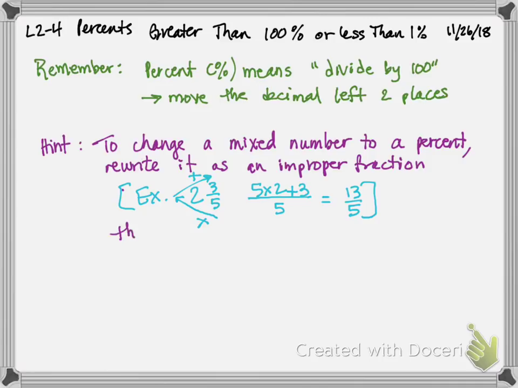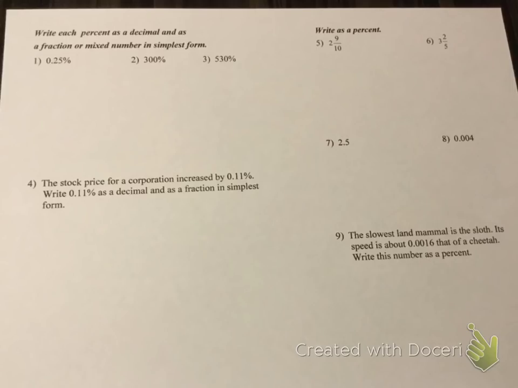Then get the denominator equal to 100, because percent has to have a denominator of 100. And then whatever the numerator number is will be the percent number. Okay? Okay, so let's go ahead to the next screen and we'll start on our examples.